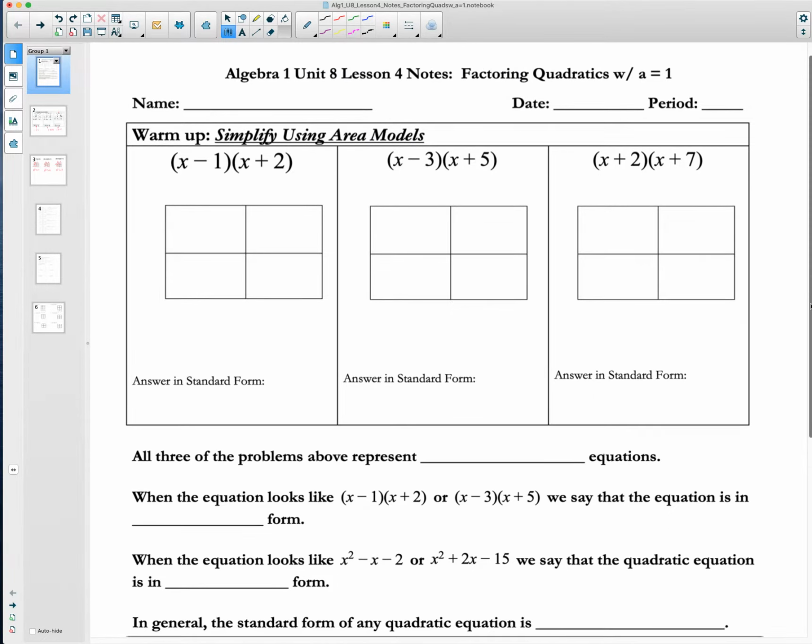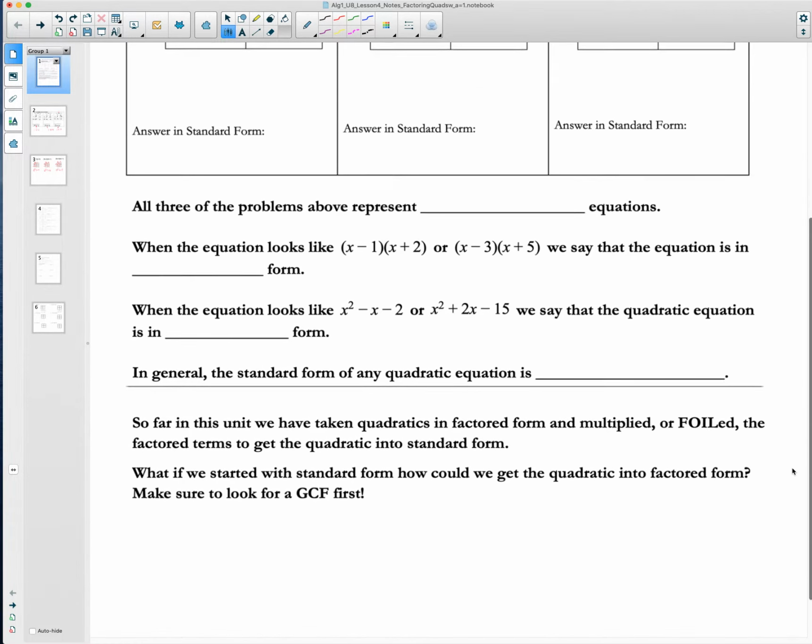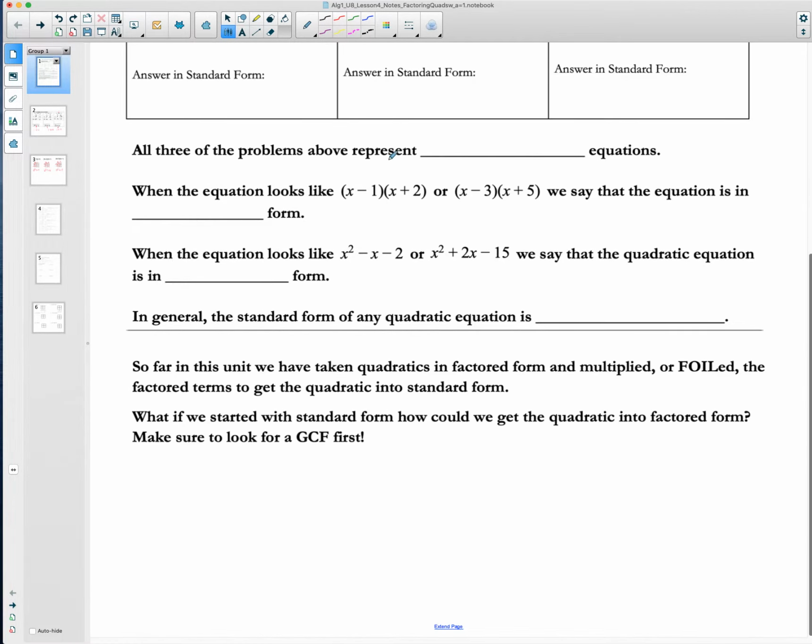Now, if you look at all three of these, all three of these problems represent quadratic equations. I'm going to fill that in for us right here. So those are all quadratic equations. Now, we've talked about this just to make sure our terminology is right, but when we have two things multiplied like this, we say these are in factored form.